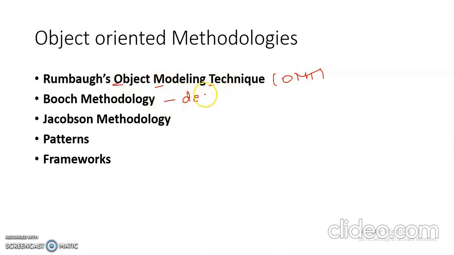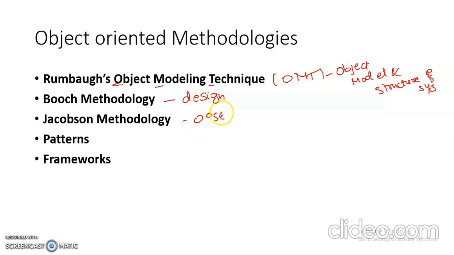The Booch model focuses on design technique and the Rumbaugh object modeling focuses on object modeling as well as the structure of the system, or also called analysis. The Jacobson methodology is the combination of everything, analysis as well as design. We can call it object oriented software engineering or object oriented business engineering. And patterns and frameworks are two different things. Let us see each and everything.